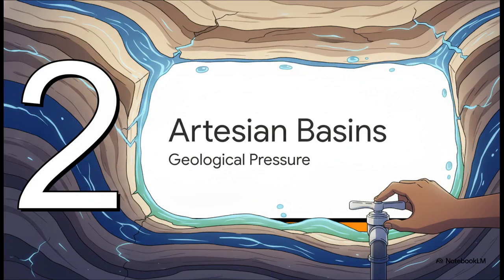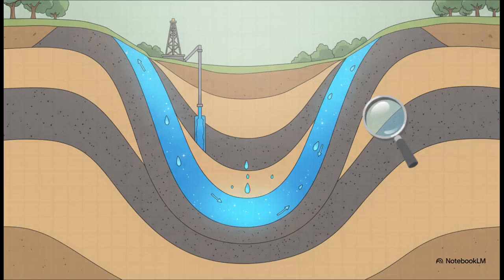Section 2, Artesian Basins and Pressure. Now that we've mastered the basic aquifer, let's turn up the pressure and see what happens when the geology gets a little warped. Millions of years ago, extreme compressional tectonic forces forced rock strata to fold downwards into a massive U-shape. In geography, we call this a syncline.